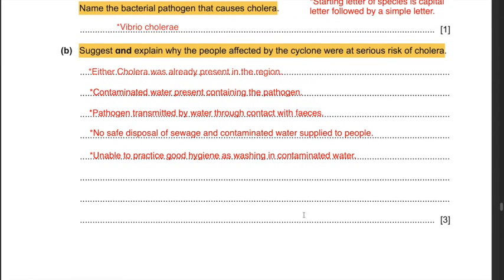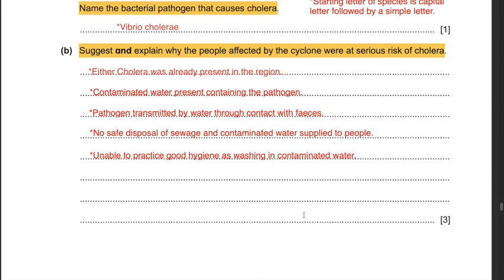Part B. Suggest and explain why the people affected by the cyclone were at serious risk of cholera. Over here, you simply have to give suggestions. There are no right or wrong answers, but your own thoughts. So, possible suggestions are either cholera was already present in the region, therefore leading to an outbreak.